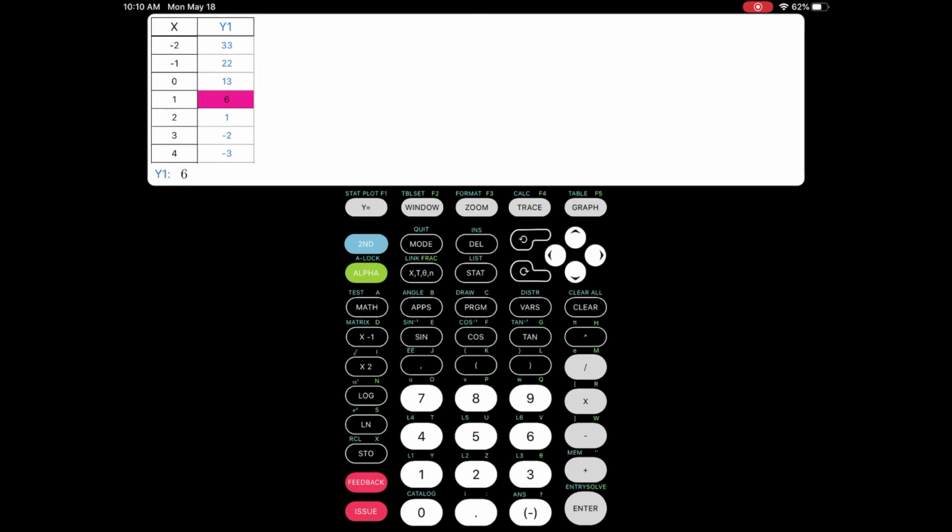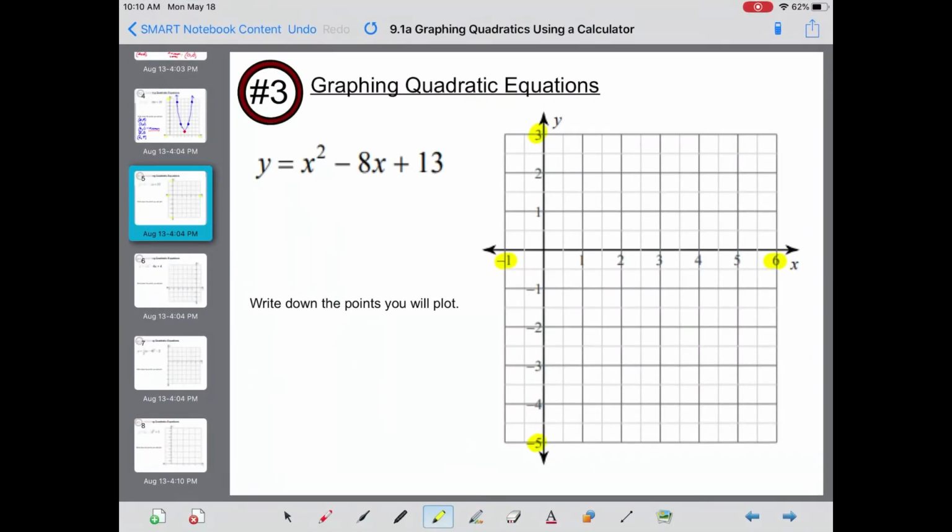-1, 22, not going to fit. The highest y value we have is 3. 0, 13, no good. 1, 6, again, no good. It's not going to fit on our graph. But 2, 1 will fit. 2, 1, 3, -2, 4, -3, 5, -2. Those are all going to fit.